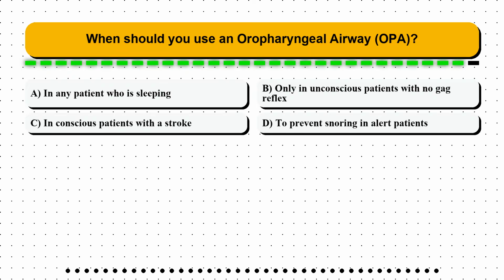Question 15. When should you use an oropharyngeal airway, OPA? Option A, in any patient who is sleeping. Option B, only in unconscious patients with no gag reflex. Option C, in conscious patients with a stroke. Option D, to prevent snoring in alert patients.